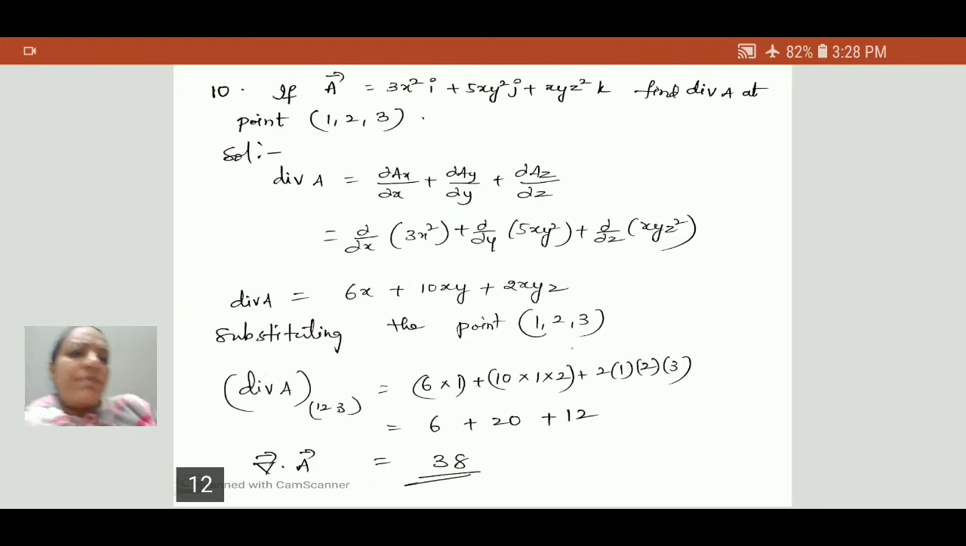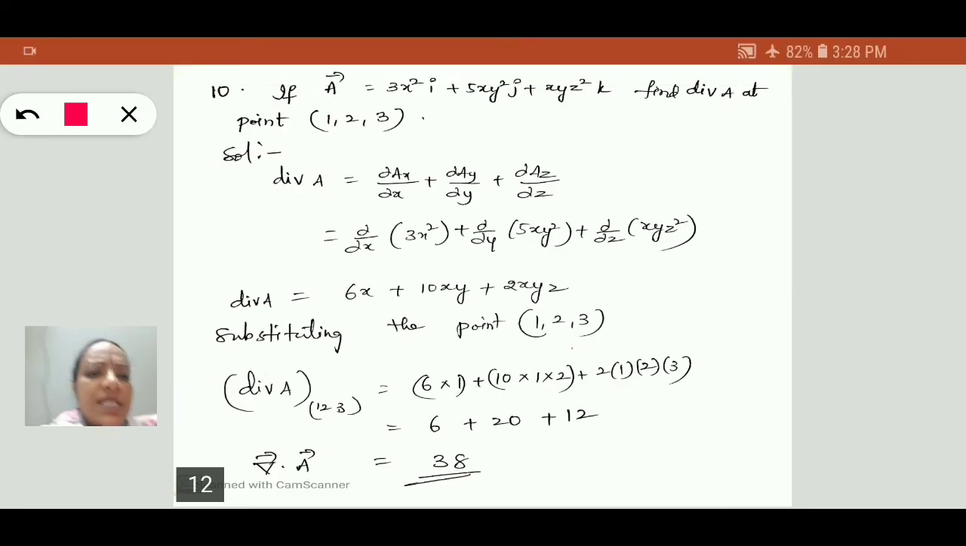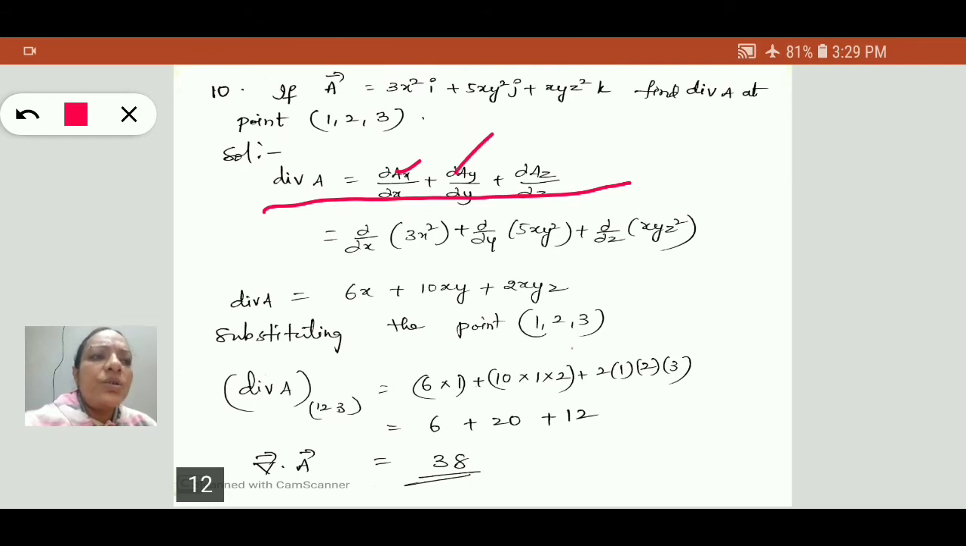Next, another type of problem, which is based upon divergence. Already we have completed problems based on the gradient of a scalar field and the curl of a vector field, and another formula we have is divergence. Divergence is nothing but the total flux per unit volume at a given point, that is ∂Ax/∂x + ∂Ay/∂y + ∂Az/∂z.